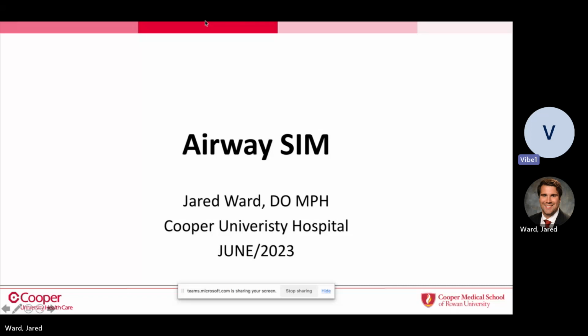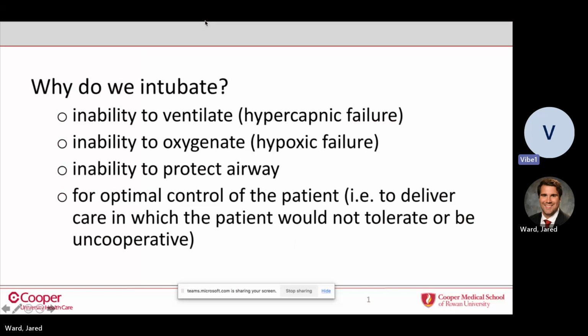All right. So now we're going to go over airway management, which is completely different from the Motivate Learn. All right. So why do we intubate? We intubate generally for 3 reasons. You could argue that one is inability to ventilate, one is inability to oxygenate, another is they can't protect their airway, meaning they're altered or they're vomiting or whatever other reason. And then sometimes it's just for optimal patient management, right?